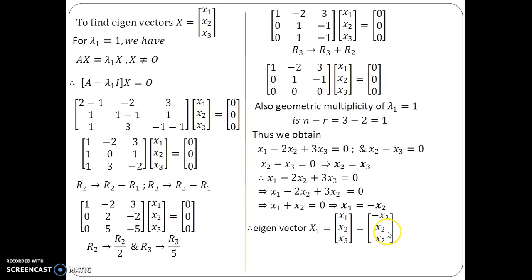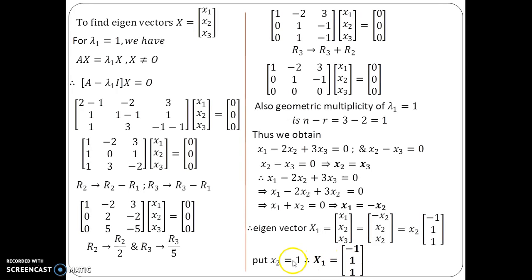Now you pull x2 outside and leave the scalars in the matrix. You obtain minus 1, 1 and 1. This vector that you see is the basis vector for eigenvalue 1. So what you obtain over here is this vector, and this is your eigenvector. But this x2 is causing trouble over here, so I'll put x2 equal to 1. So x1 is equal to minus 1, 1, 1.